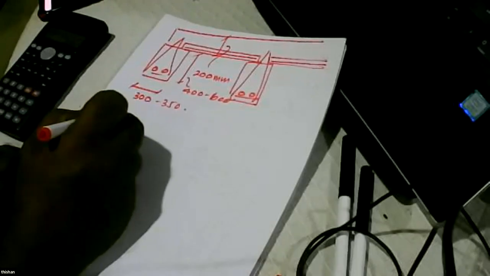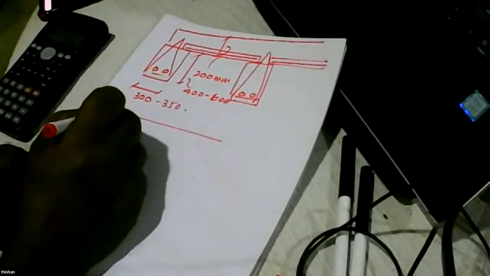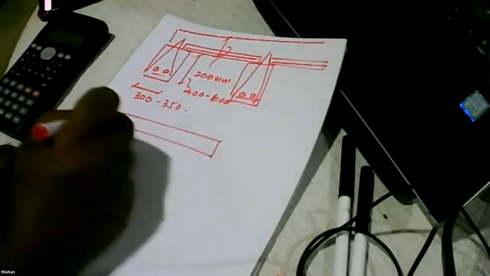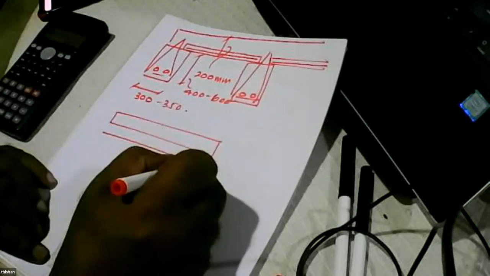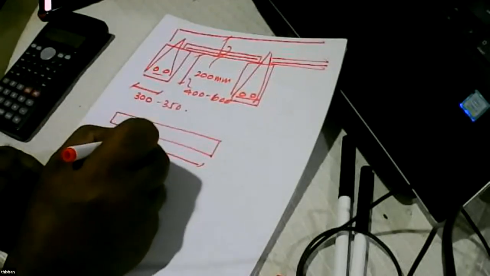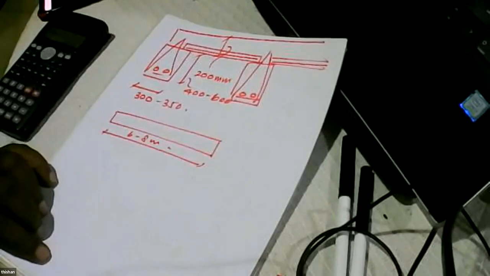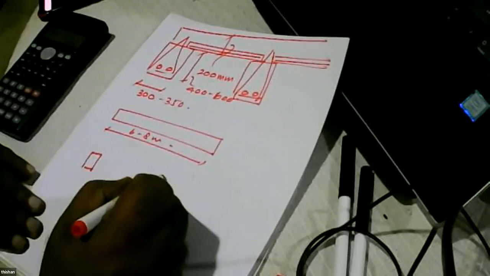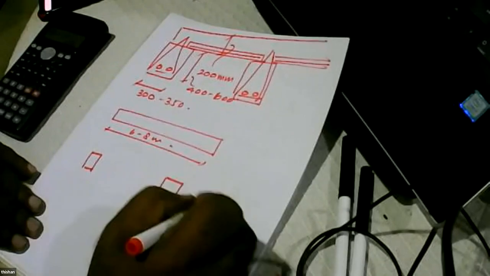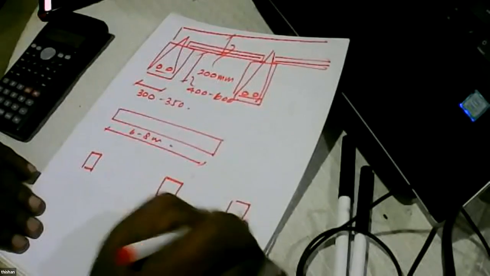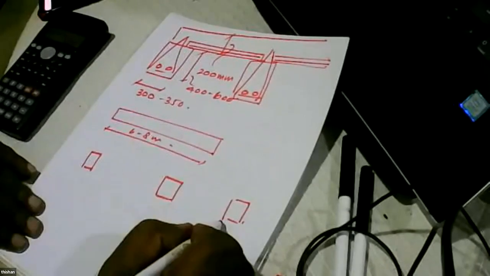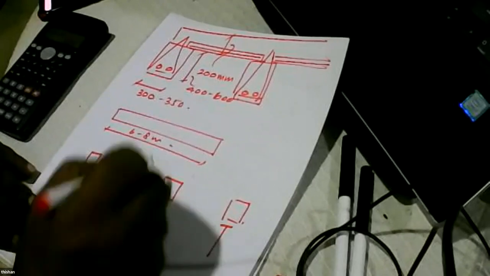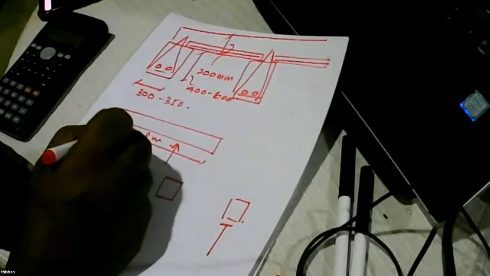So what is the first stage? We cast the concrete beam on ground. We cast the concrete beam, which may be about 6 to 8 meters or even longer. We can go up to about 12 meters. And then what we do is we lift it up and place it on the supports. Supports are abutments and piers. And if you like, you can give a prop as well at two points.